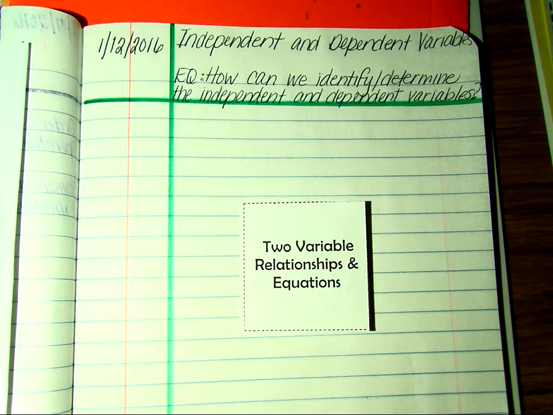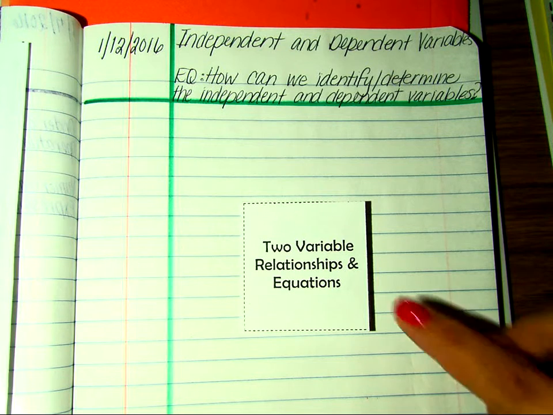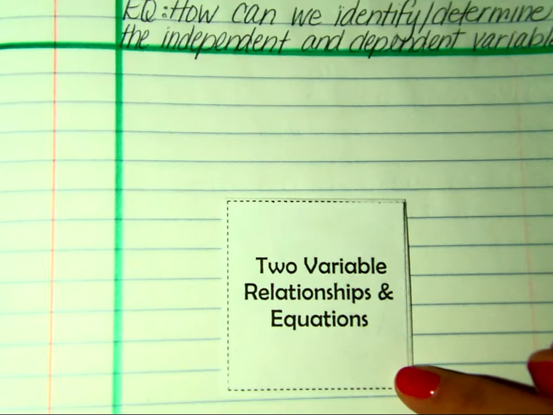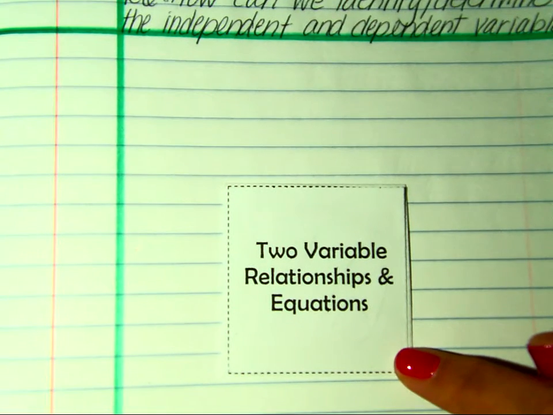All right, so we are looking at independent and dependent variables. And our essential question that we wanted to answer was, how can we identify or determine the independent and dependent variables? This could be when we're looking at a table or a graph or an equation. And so we started by using this foldable that is labeled two variable relationships and equations.